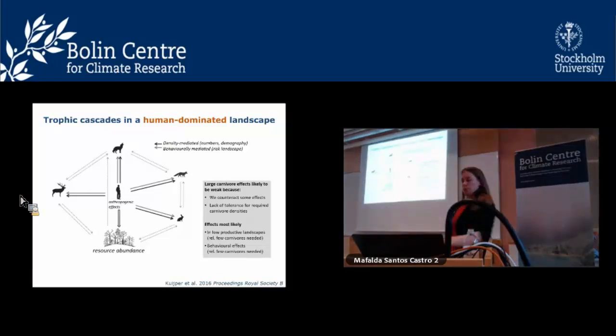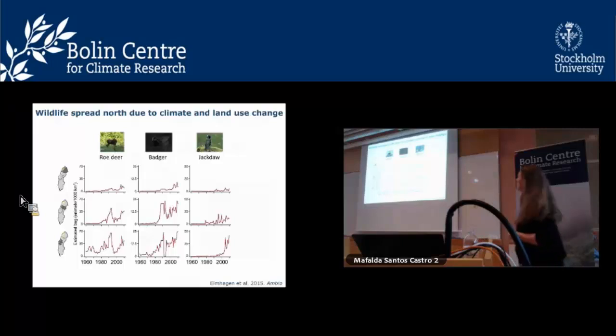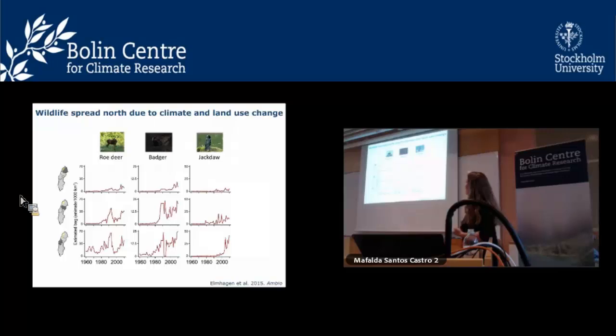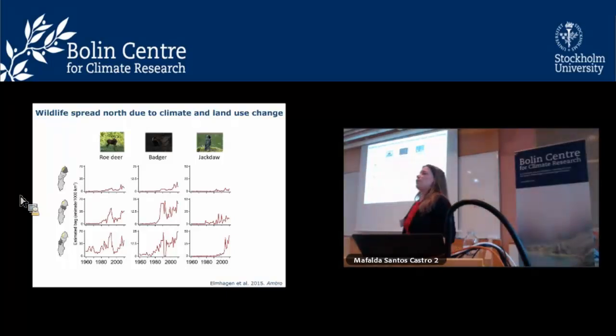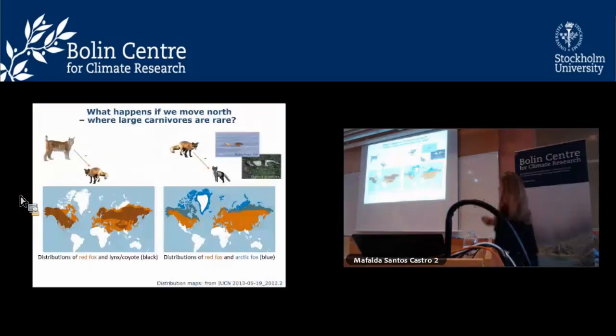So what happens if we go north? Well, at present, or in the last 50 years, we have seen northern expansions and increases in some southern species, like roe deer, badgers, and jackdaw as an example. This is the bag statistics from 1960 in Jämtland, Västerbotten further north, and then Norrbotten in the far north. And as you can see, even though it goes up and down a bit, the species are establishing and increasing further and further north, as suggested by this data. That will also go for, of course, carnivores that will follow in their footsteps.